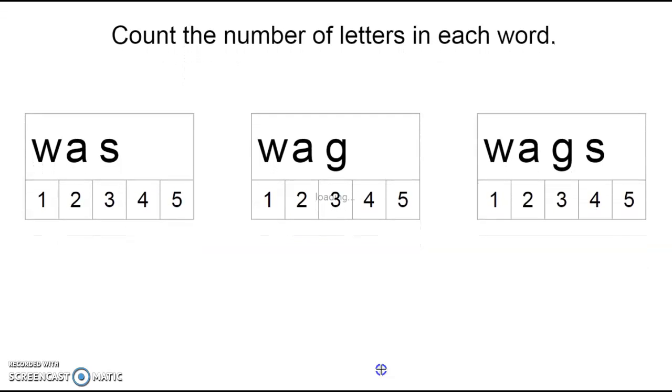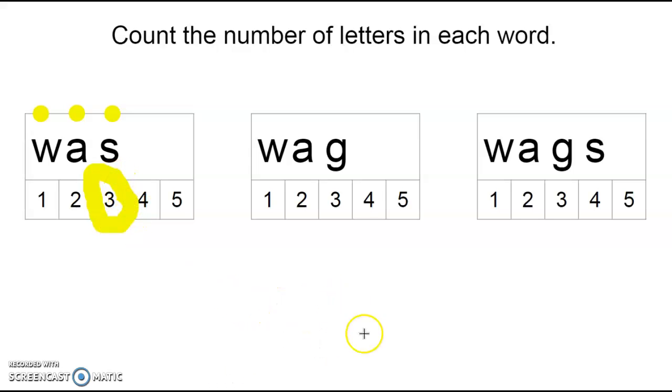Our next page has 3 words on it as well. Let's count the number of letters in each word. Our first word is was. Was is spelled W-A-S. Let's count the letters together. 1, 2, 3. Was has 3 letters in it.